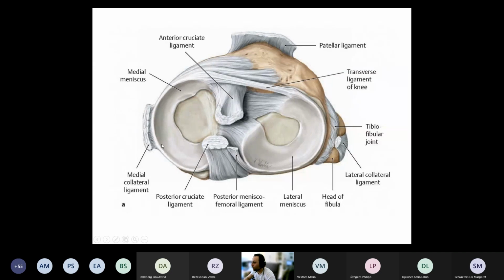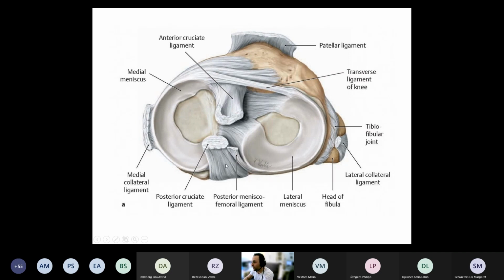Moreover, the medial part of the joint capsule will also be attached to the meniscus. This altogether means that even though the medial meniscus is still mobile, it has much less mobility than the lateral meniscus. This will also explain why the medial meniscus is more prone to injury than the lateral meniscus.